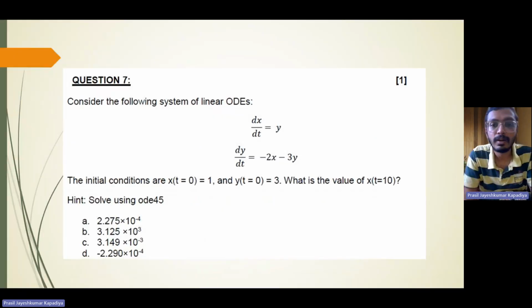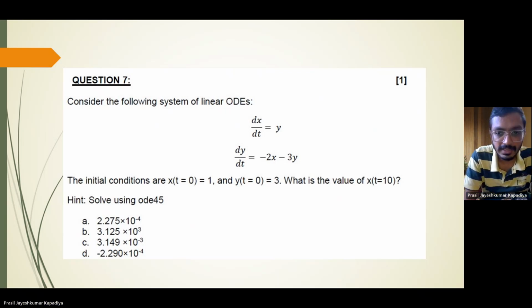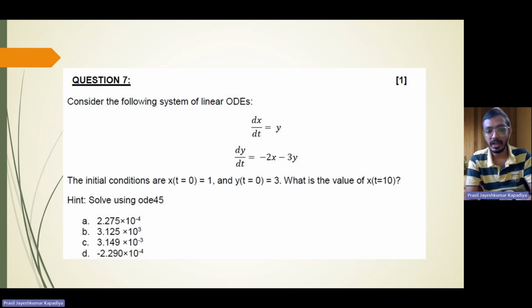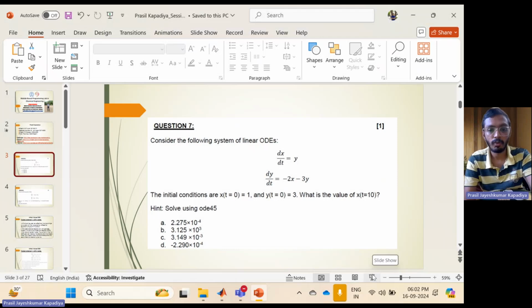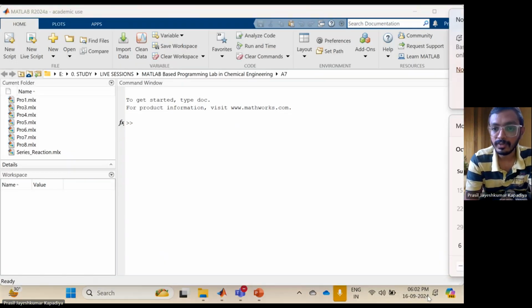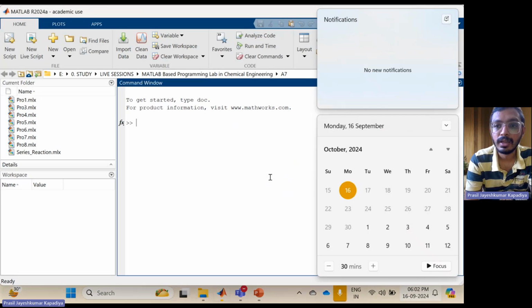Let the following system of linear ordinary differential equations be dx/dt equal to y, dy/dt equal to 5. Initial conditions are t equal to 0, x equal to 1, y equal to 0, and we are supposed to find the value at t equal to 10. We are supposed to solve this problem using two solvers. Let's do that. I have opened my MATLAB.